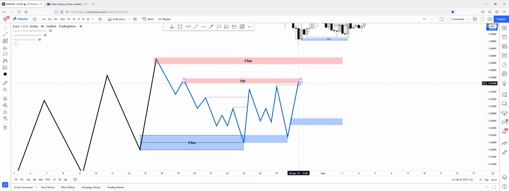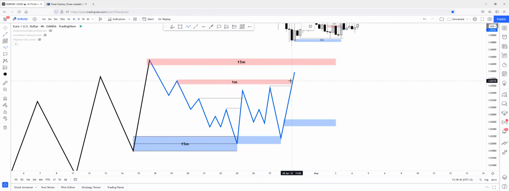Third scenario: price breaks above this 1 minute supply zone. So this is the third scenario. Price breaks above this 1 minute supply zone. What can we do in this case? We have to wait for a liquidity creation for this zone.